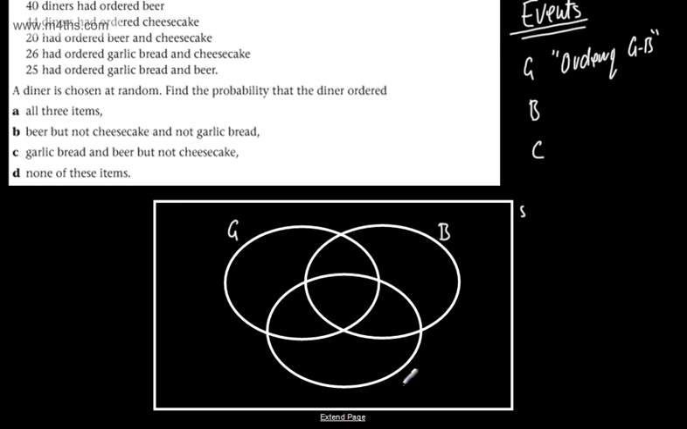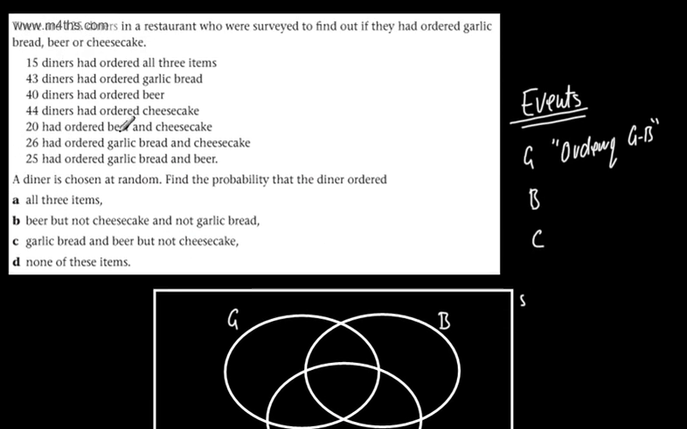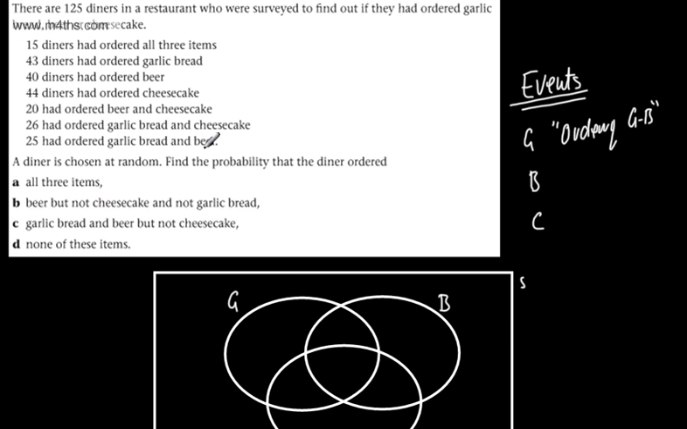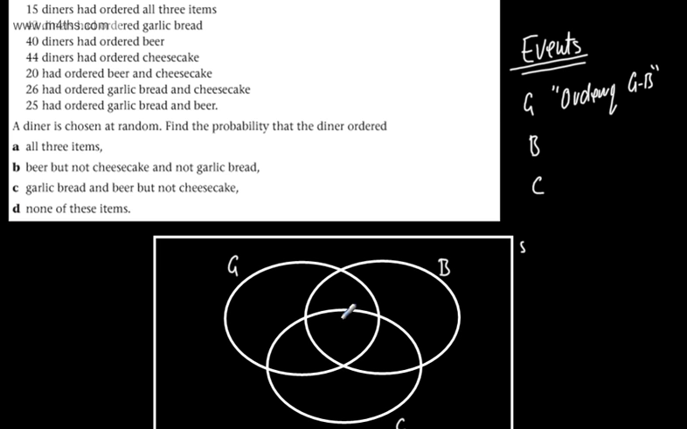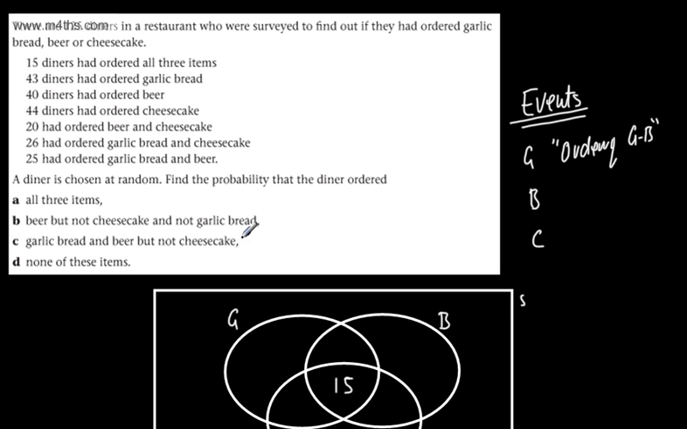With this particular problem, we start in the middle. 15 diners had ordered all three items. So in the intersection of all of them, we put 15. What we're now going to work on are the pairs. So I'm not going to look at these just yet, I'm going to consider these ones right here.